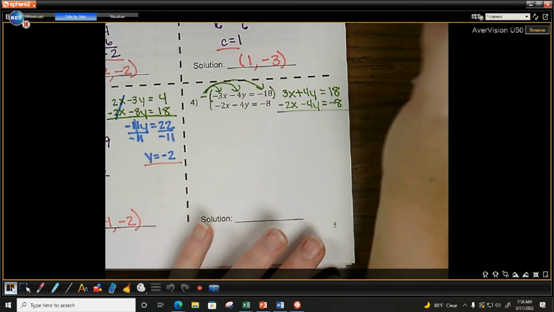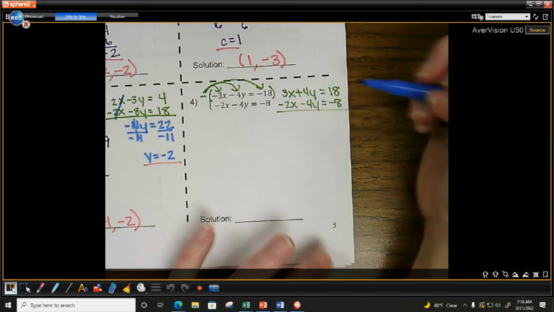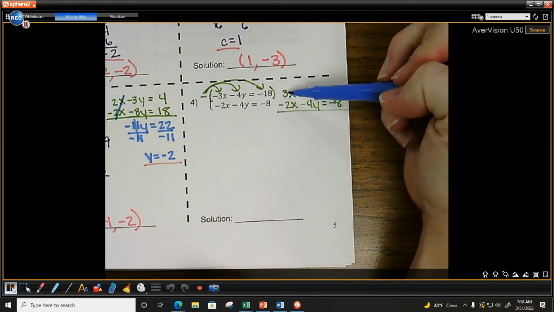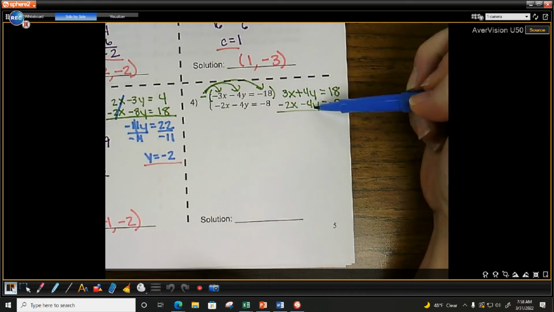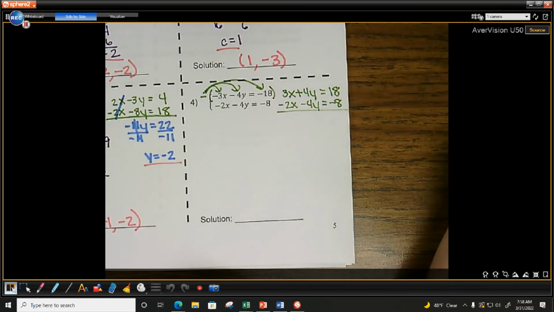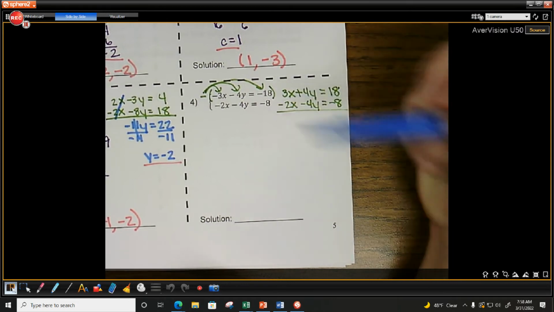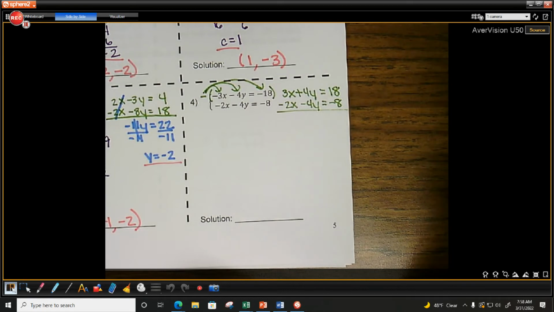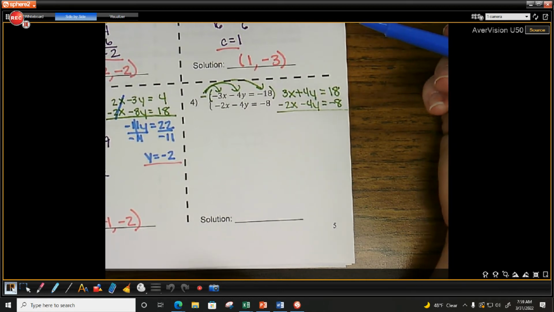What would happen if while I'm working this, I add these two terms, get a value, add these two terms, get a value, still had an x and a y? You did it wrong. When you're doing this elimination process, when you combine the two equations to make one equation, you will only ever be left with one variable if you did it correctly. Okay? If you have both variables still left, you did something wrong.